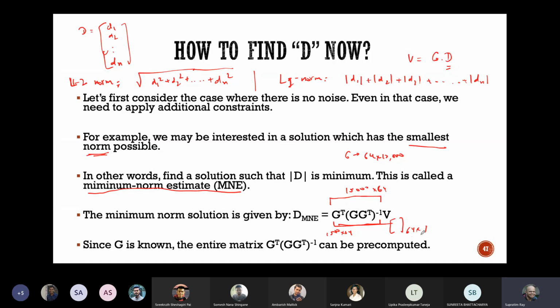So whenever I give you a voltage input, a 64 cross 1 voltage vector, I'll get a dipole vector. I'll get the 10,000 dipoles that I started out with. This is the inverse. You have solved the inverse problem by making the assumption of the minimum norm estimate, which means that this dipole has the smallest L2 norm. Okay, any questions on this?